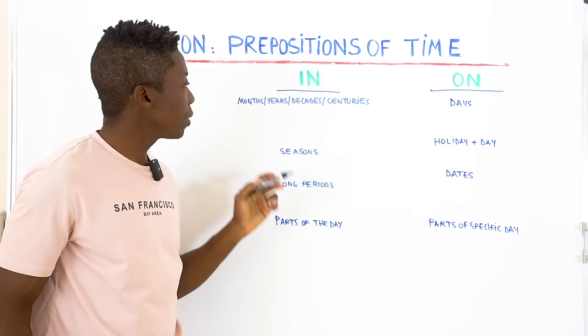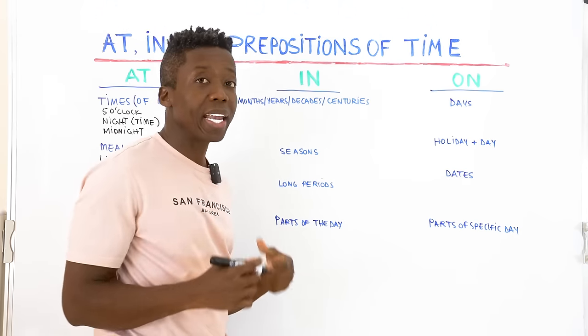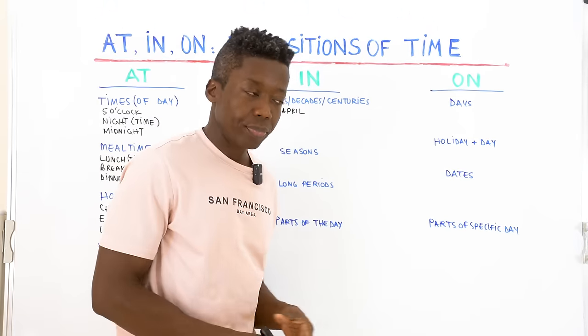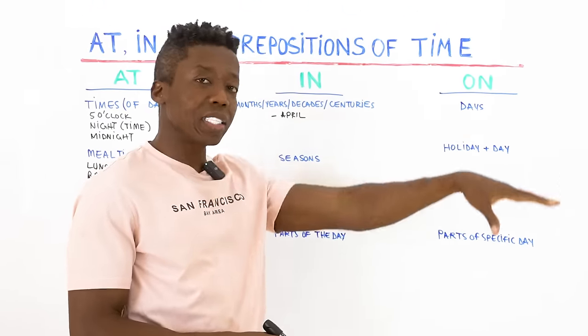Centuries. Months, so we can say in April or in December, okay? I'm traveling in December.